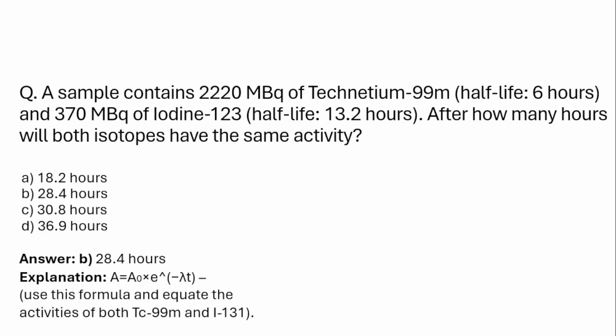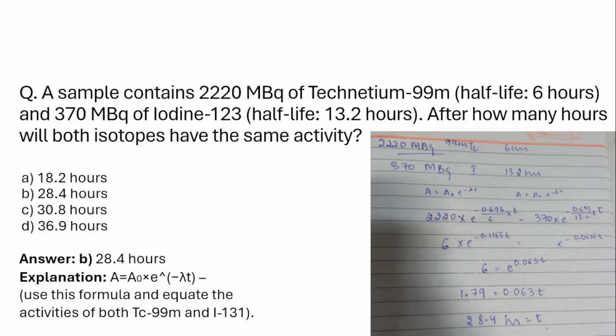So it is a numerical where the activity of technetium is given and the activity of iodine 123 is given. Respectively, half-lives are also given for both, and we need to find after how much time, after how many hours, will both isotopes show the same activity. So what we need to do: we know the formula for activity and decay of the activity. So we need to apply the formula for both technetium and iodine 123 as well, and we need to equate them in such a way.